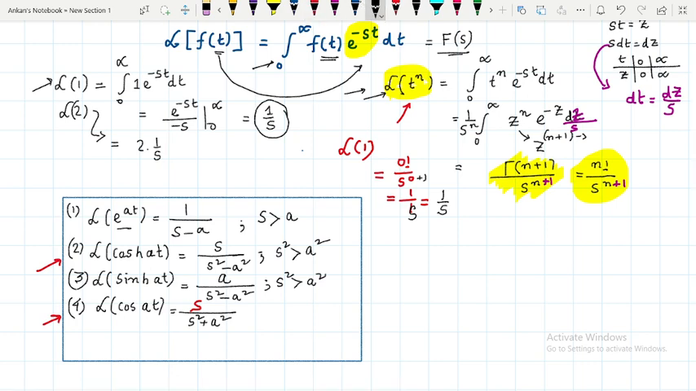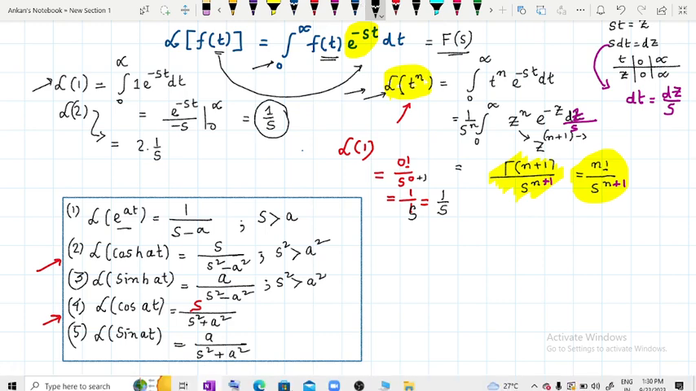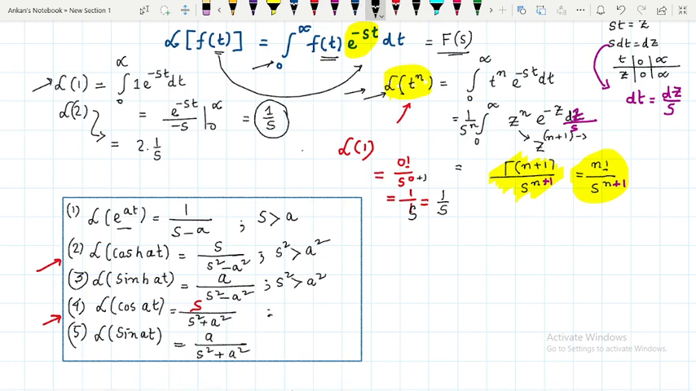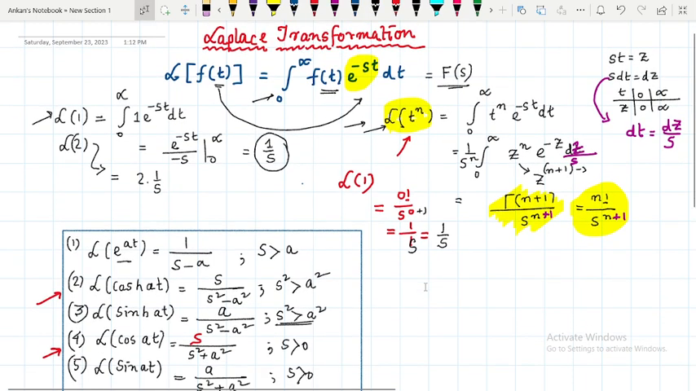The next one is the Laplace transform of sine at. This is similar, but a by s square plus a square. And here the condition is that s should be greater than 0. So these are some formulas, the Laplace transforms of some functions which are very often used in our discussions.